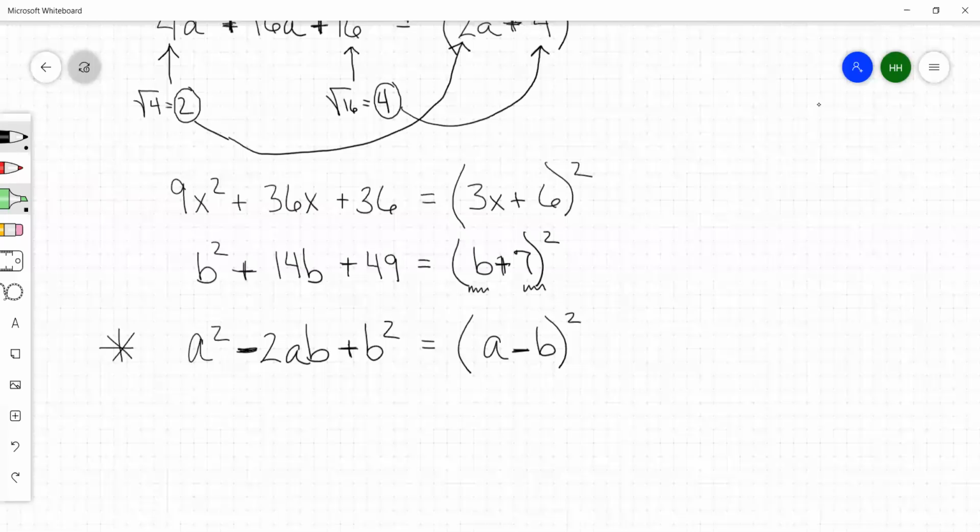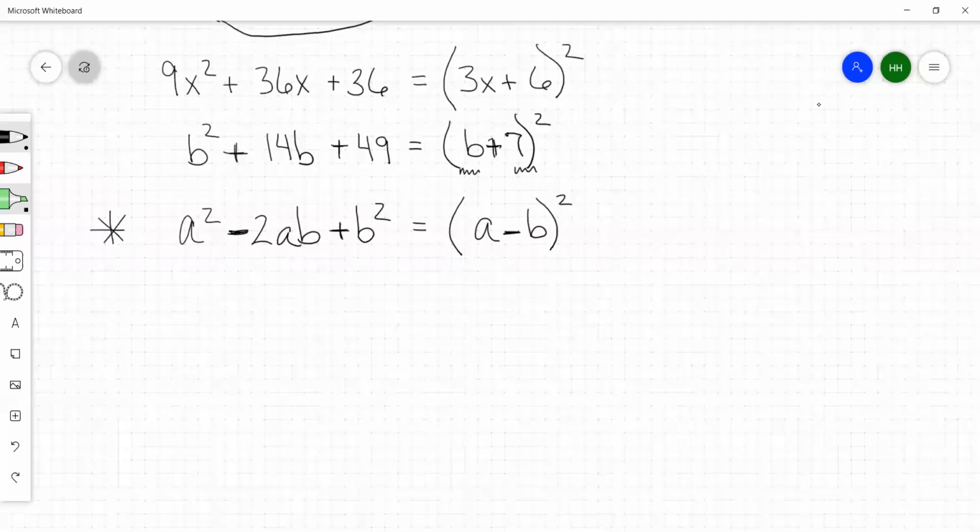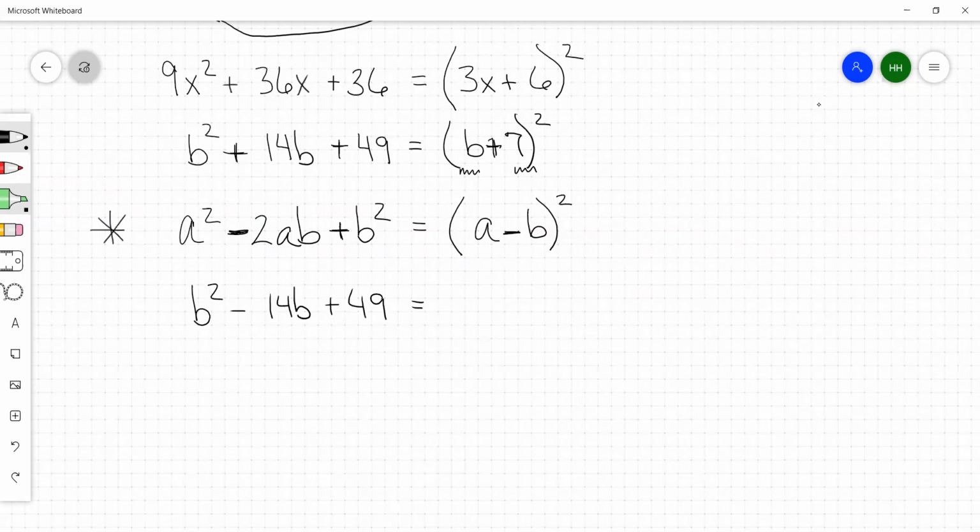So if we go back to this b squared minus 14b plus 49, see how it falls into this format? We can still use the b and the 7, but it's got to be b minus 7 squared. Because what ends up happening is you're looking for factors of 49 that add up to 14, right?